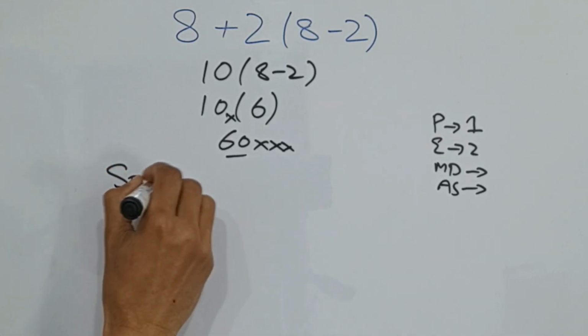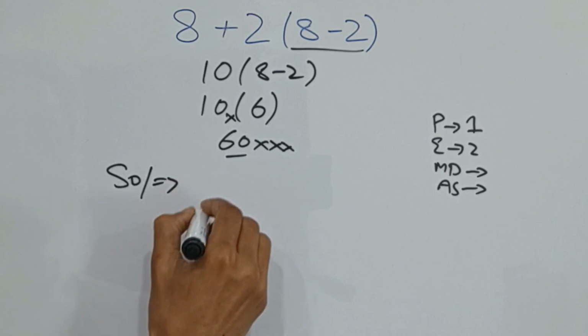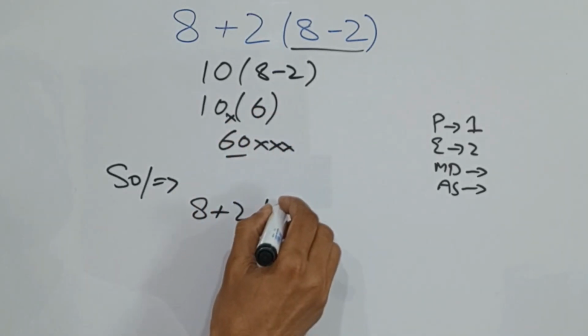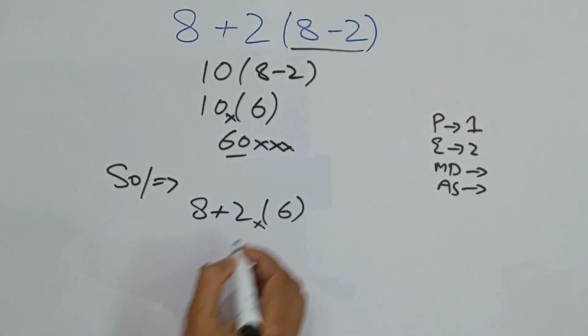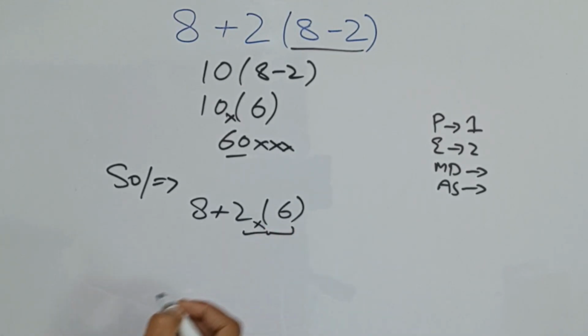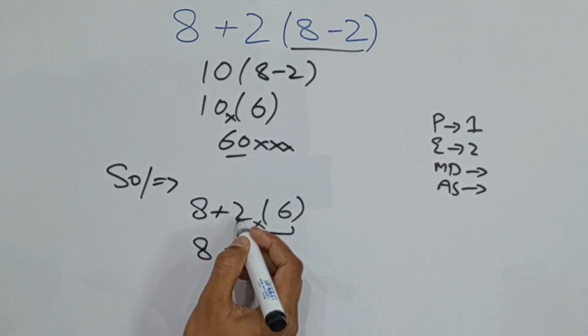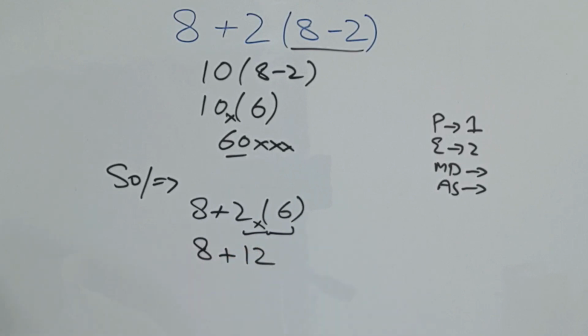Okay, solve again. Inside the parentheses, 8 minus 2. So 8 plus 2, 8 minus 2 equals 6. Now here is a multiply, so multiply first, not plus, right? So 8 plus 2 times 6 equals 12. Now 8 plus 12 equals 20.